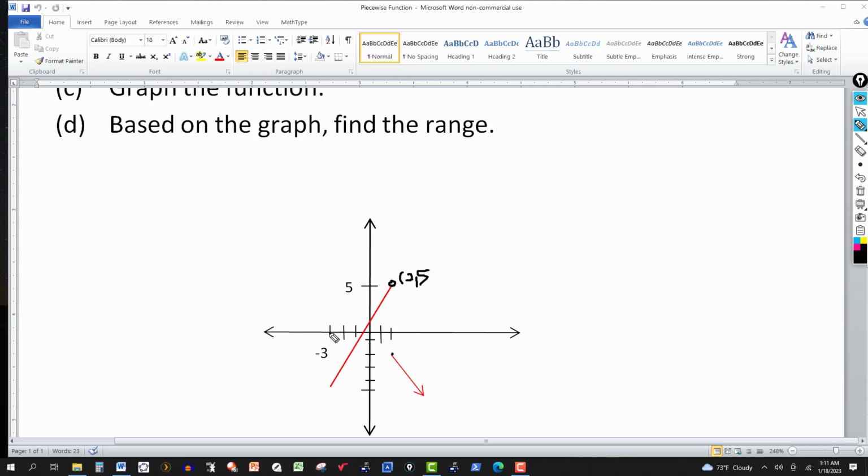And then the other point that we used was -3. So if I go -3 this way, plug it into the equation, -3, plug it in. -6 and 1 is -5. So this point here is also open. There's no equal on that inequality. So this point, label it as -3 and -5.